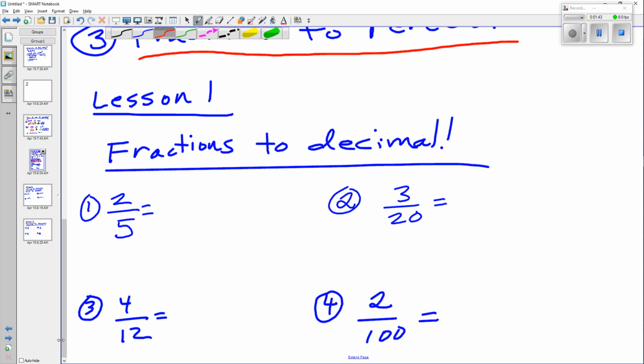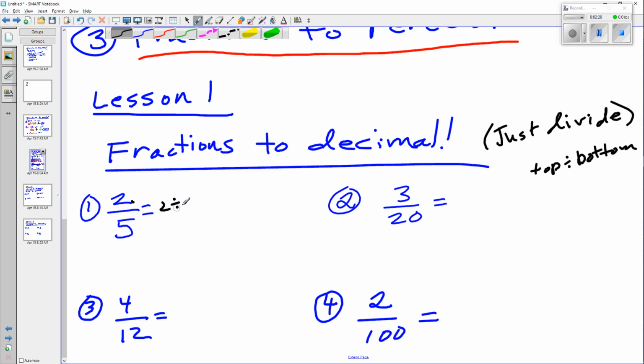When you're talking about fractions to decimals, all we're doing is looking at the fraction. We look at the top half of the fraction and the bottom half of the fraction. And we know that the division sign means that we're just going to divide. So when you see fractions and we're converting to decimals, all we do is divide the top by the bottom of our fraction. So now 2 over 5 is the same as 2 divided by 5, which gives us 0.40. Notice that we're only giving 2 decimal places.